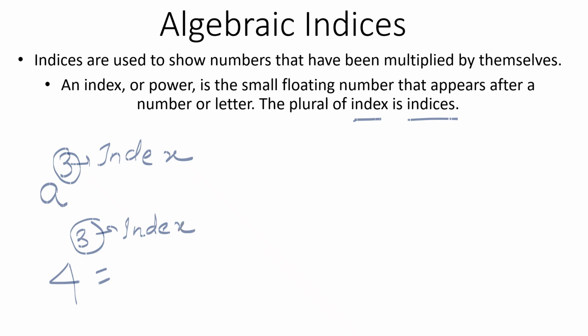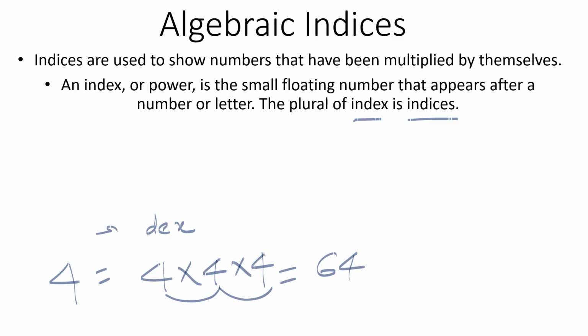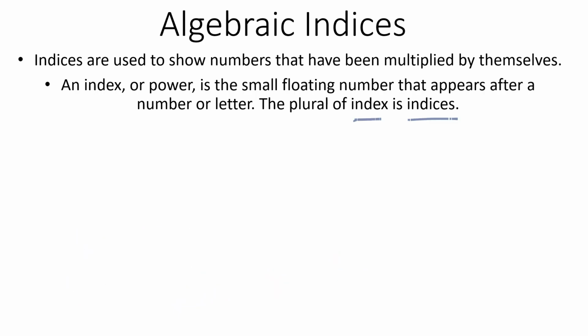So now how does this work? I will write 4 how many times? 3 times, because my index is 3, and then I'll multiply. 4 4s are 16, 16 4s are 64. Simple, easy. So now it is very important to understand the concepts of algebraic indices, because it helps us in many different ways.